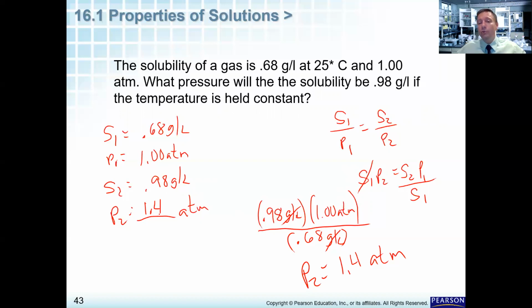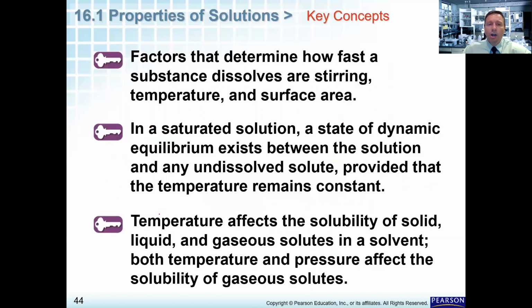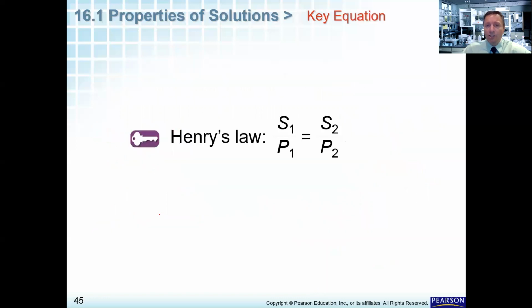Henry's law is pretty important. That's how you calculate your solubility of a gas. All right, so that is it, ladies and gentlemen, on 16.2. And there is our formula of Henry's law. So tomorrow's lesson, we're going to start talking about molarity. That's what I'm going to make my focus on.